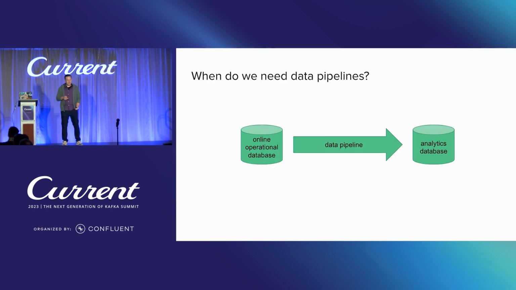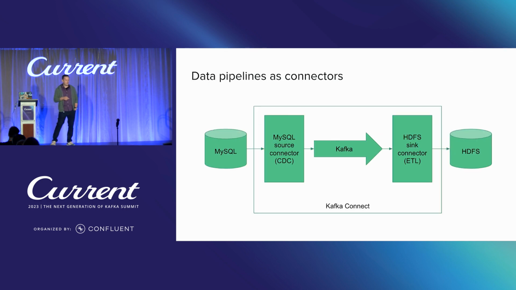All right, so when do we need data pipelines? Like I said, maybe you're moving data from an online operational database to a real-time analytics database, or generally speaking, you have databases with different performance characteristics or capabilities, and you want to move or sync data between them. So that's where data pipelines very frequently come up in practice. When we're doing this sort of thing, especially in the present venue, you probably have heard of Kafka Connect. You may have used Kafka Connect to do this sort of thing.